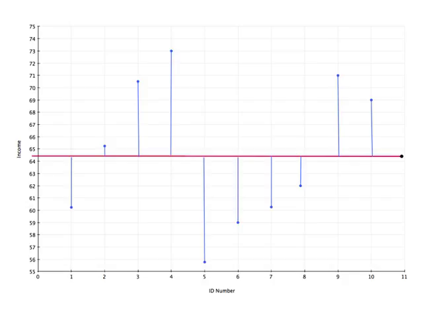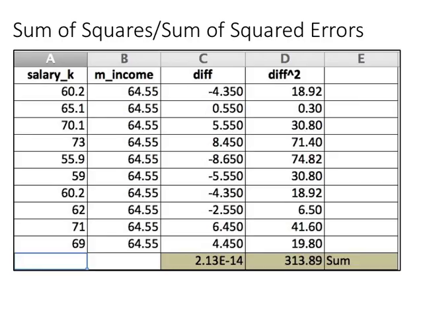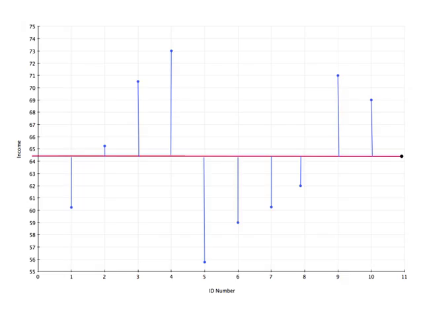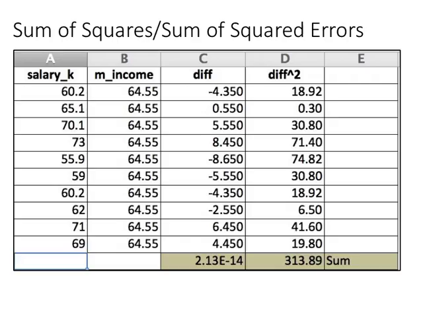And that's one of the challenges that we have. So this is this data plotted here, but then moved to this table where we have each person's salary. This is our mean salary. This is the difference.